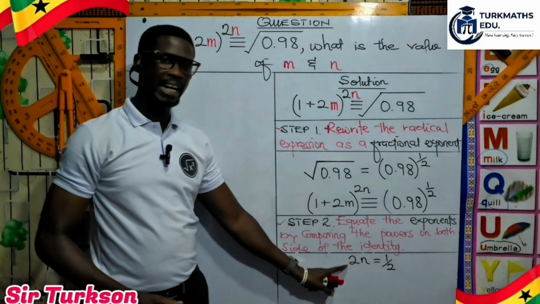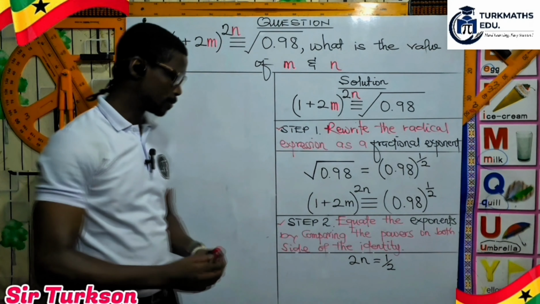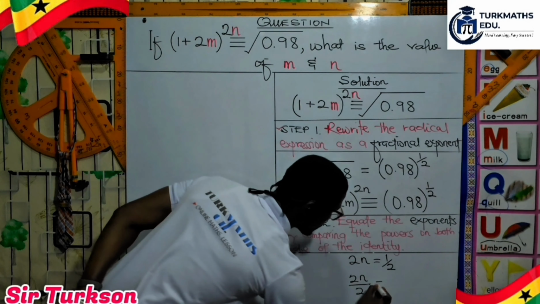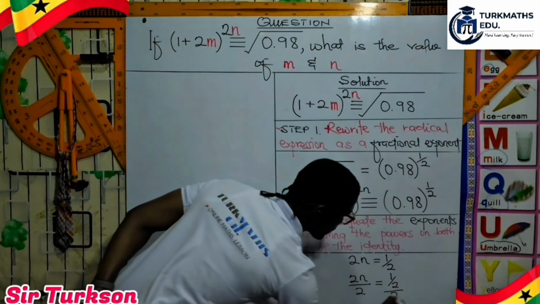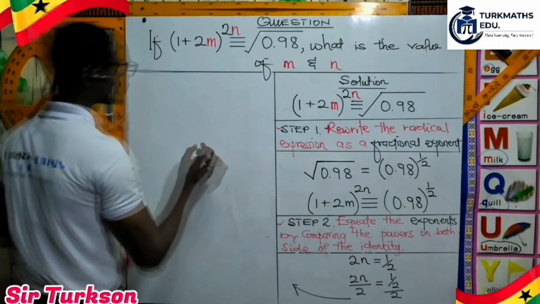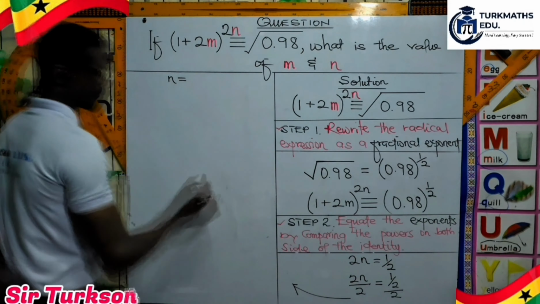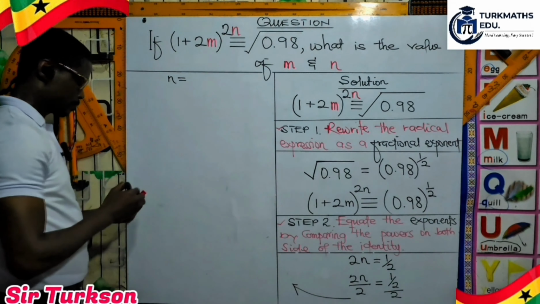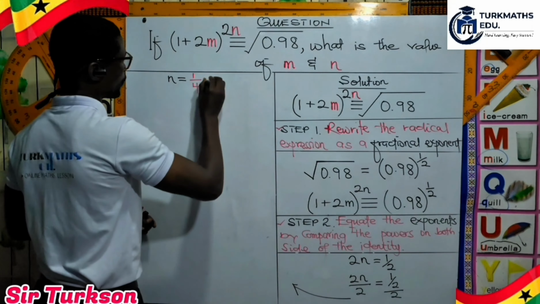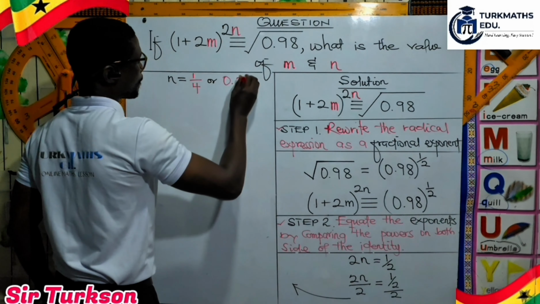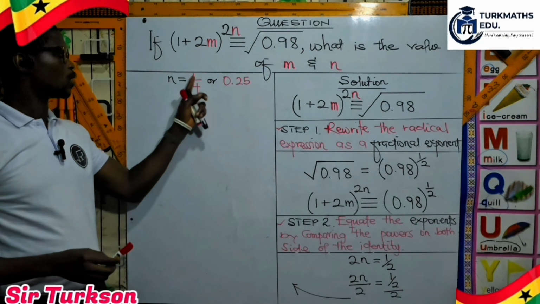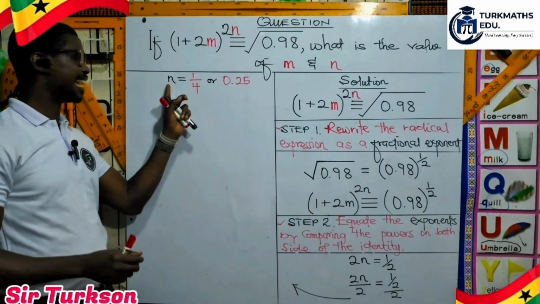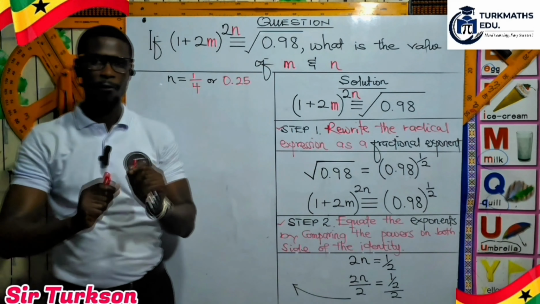So now we are going to solve for n by dividing both sides by 2. Two divided by 2, you are left with n. And 1 out of 2 divided by 2 will give us 1 out of 4. n here is equal to 1 out of 4, or 0.25, right? So we have now gotten the value of n.